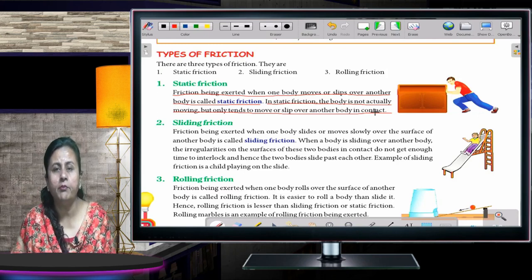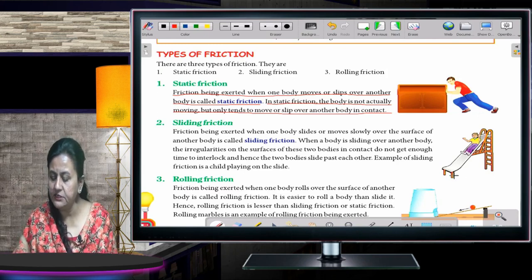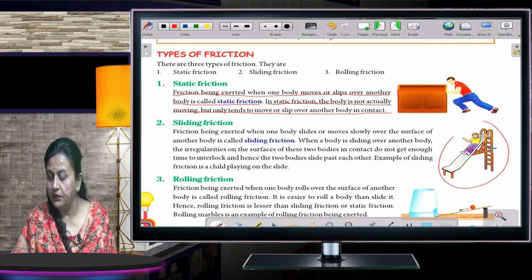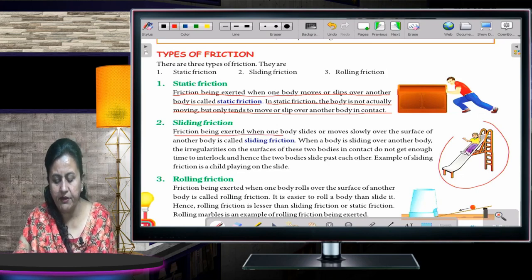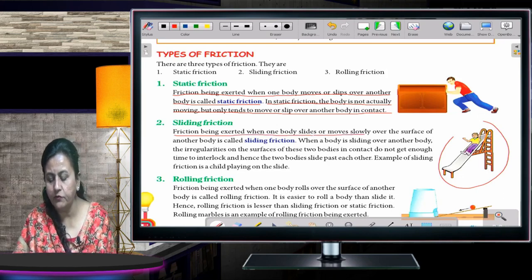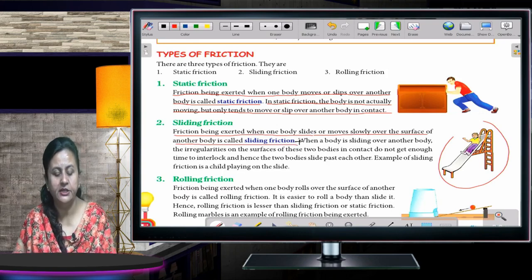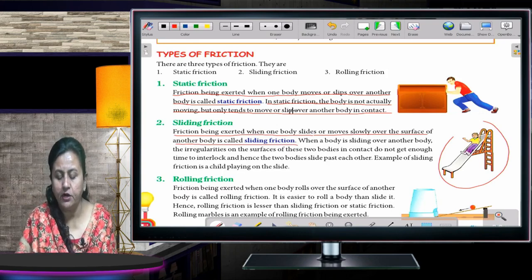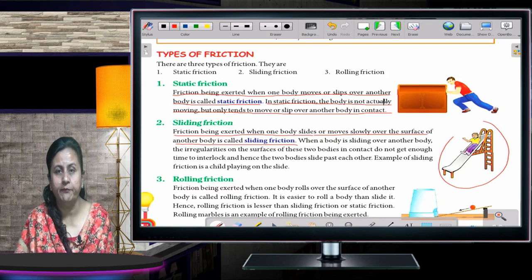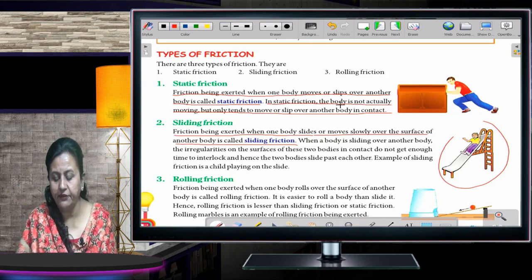Now, if I talk about sliding, as you can see over here in this diagram, the boy is sliding. Friction being exerted when one body slides or moves slowly over the surface of another body is called sliding friction. In static friction, the body is not actually moving but tends to move.